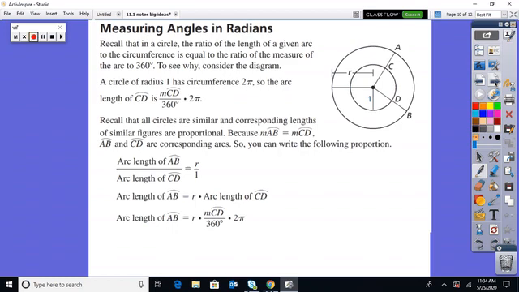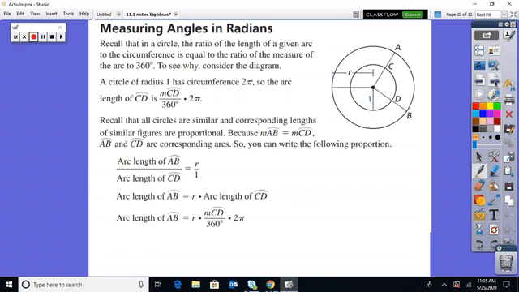Recall that in a circle, the ratio of the length of a given arc to the circumference is equal to the ratio of the measure of the arc to 360. So that was that arc length formula we talked about. You had the piece of the arc divided by the whole circumference is equal to the degree of the arc over 360. A circle of radius 1 has a circumference of 2 pi, right? If you plug in 1 for r in 2 pi r, it's just 2 pi.